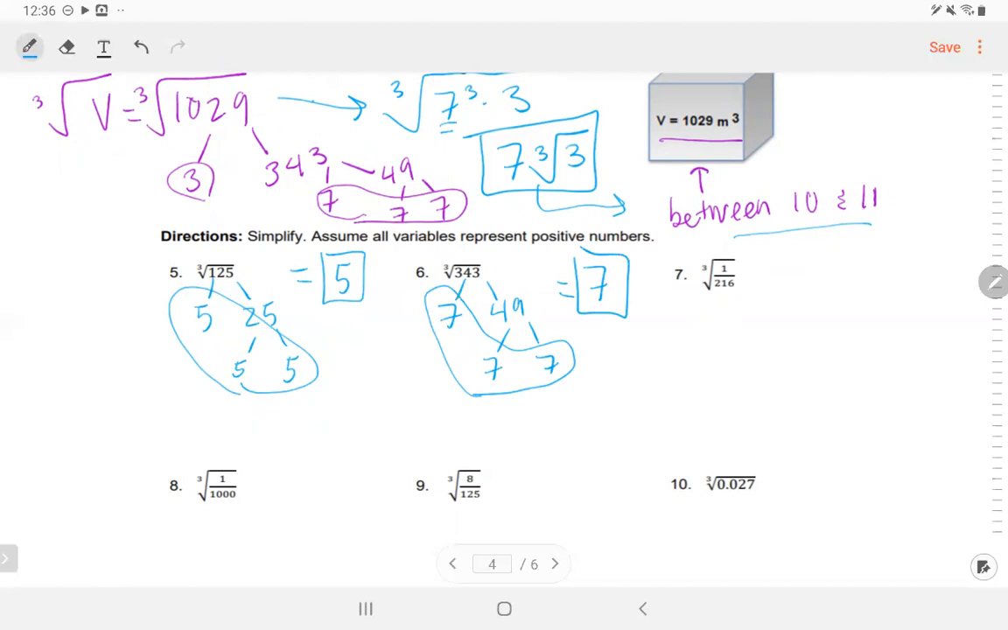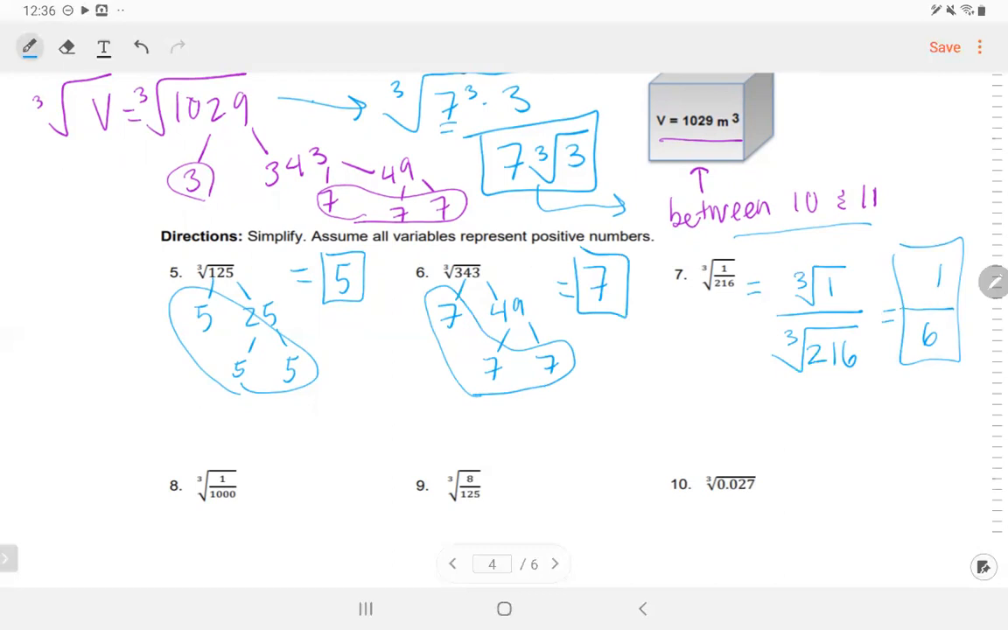For something that is a fraction under a cube root, I can actually break this up. So I can take the cube root of 1 over the cube root of 216. And the cube root of 1 is just 1 times 1 times 1. The cube root of 216, also a perfect cube, will be 6. So our answer here is just 1/6.